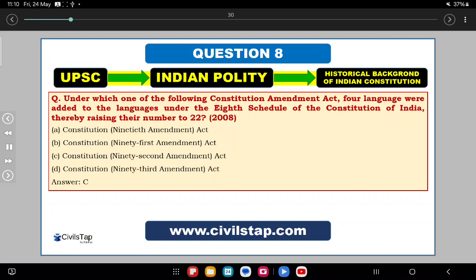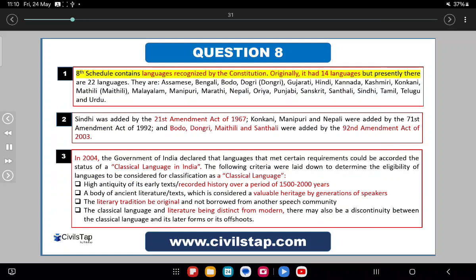Question 8. 8th schedule contains languages recognized by the Constitution. Originally, it had 14 languages but presently there are 22 languages. They are Assamese, Bengali, Bodo, Dogri, Dongri, Gujarati, Hindi, Kannada, Kashmiri, Konkani, Maithili, Malayalam, Manipuri, Marathi, Nepali, Oriya, Punjabi, Sanskrit, Santhali, Sindhi, Tamil, Telugu and Urdu.